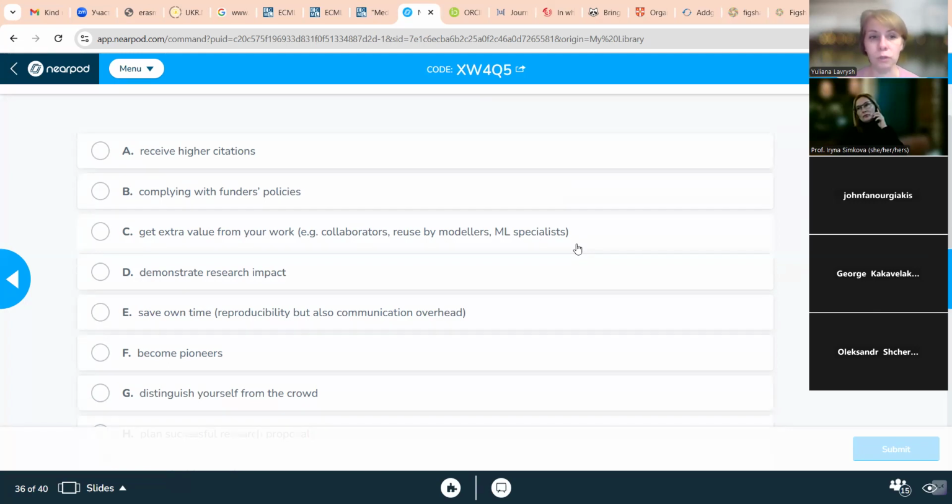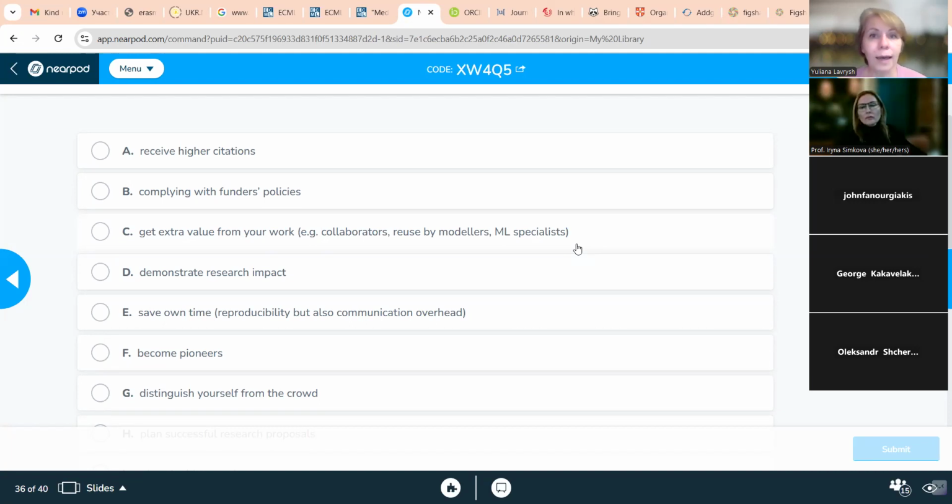Because you want to what? You want to receive higher citations? Yes, it is possible with open science if you have an open access. People will cite you. If you have a closed access, people won't cite you. Very logical, okay? Or, for example, you can get extra people in your team. How to do it? Using open science repositories, protocols, finding partners.